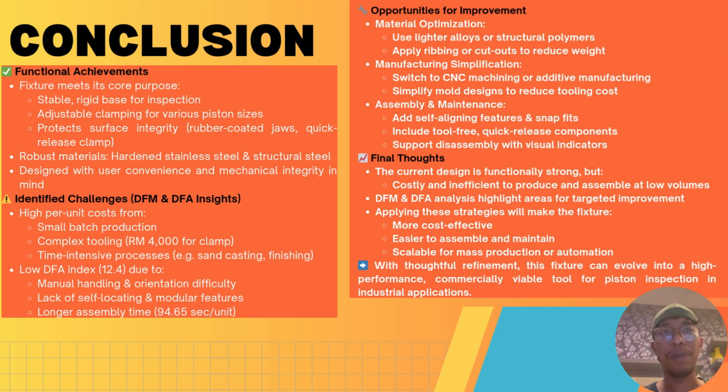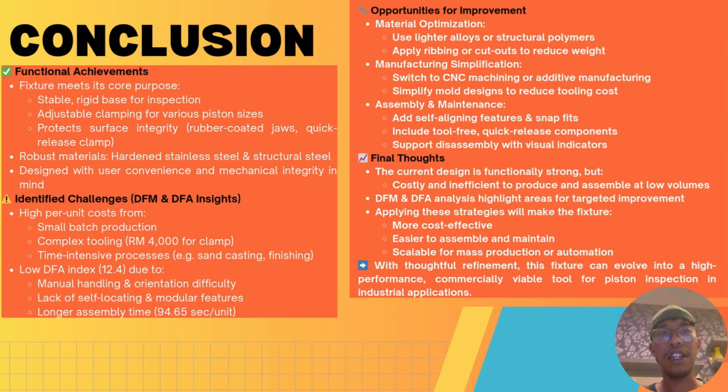So the opportunities for improvement. For material optimization, we use lighter alloys or structural polymer, and apply piping or cutouts to reduce weight. Manufacturing simplification: switch to CNC machining or additive manufacturing. We simplify mold design to reduce tooling costs. And for the assembly and maintenance, add self-aligning features and snap fits. Include tool-free quick release components and also support assembly with visual indicators.